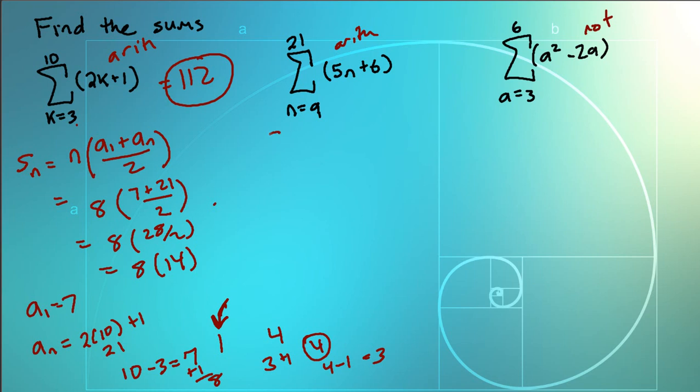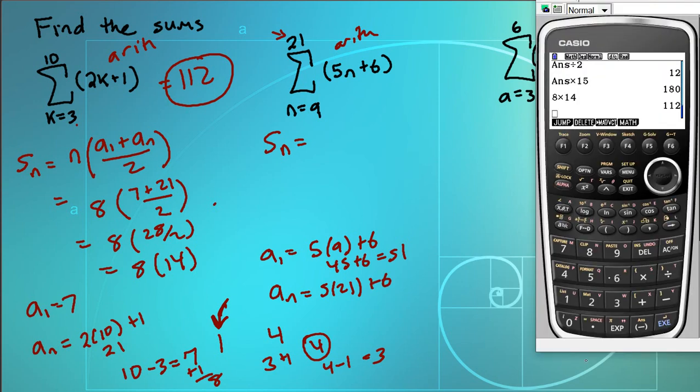Okay, next one, Sn. So in order to do this, I need A1. So A1 is when n is 9. So put in my 9. I get 51. And An, now I don't know what the nth term is yet, but that doesn't matter. It happens at 21. So I put a 21 in there. So 5 times 21 plus 6. I'll use the calculator to help me. So 5 times 21 plus 6. Get 111.